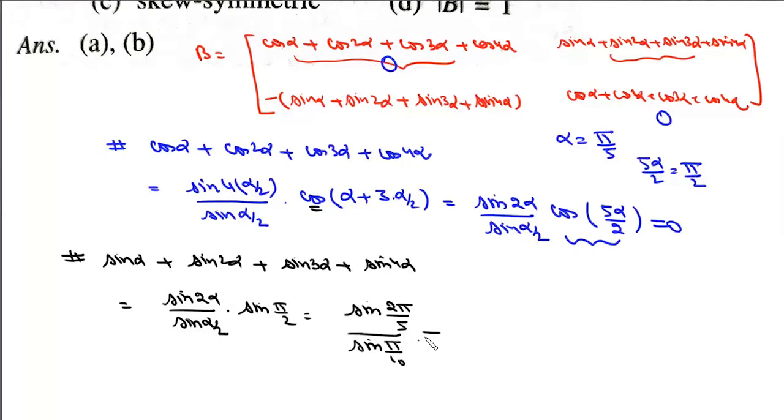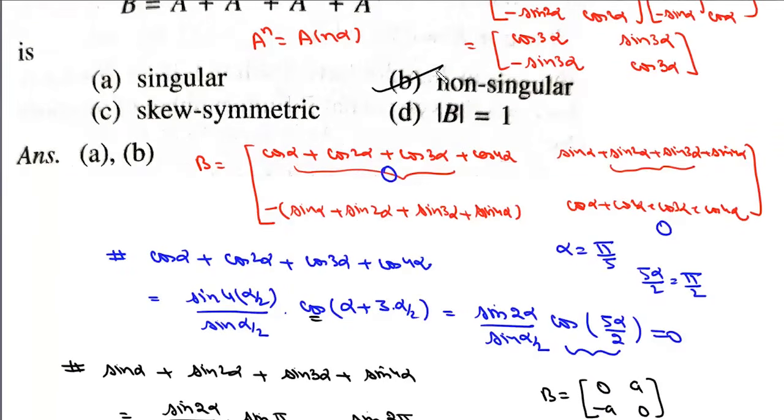Now this is unequal to 0 and is equal to some non-zero positive number a. So we'll get this B as [0, a; minus a, 0]. Now the determinant of B is a square, which is unequal to 0. That means this B is non-singular and it is a skew-symmetric matrix. So the answer to this question is that B is non-singular and skew-symmetric. So the answer should be B and C.